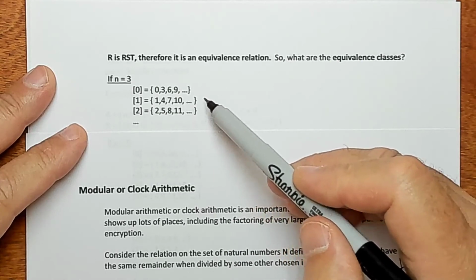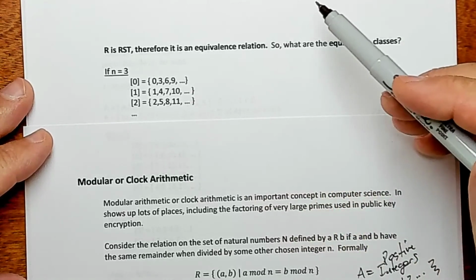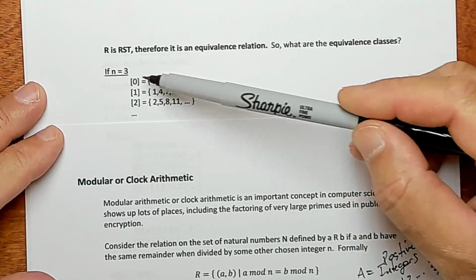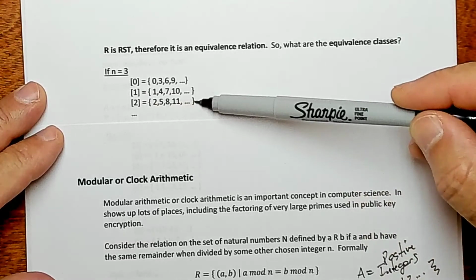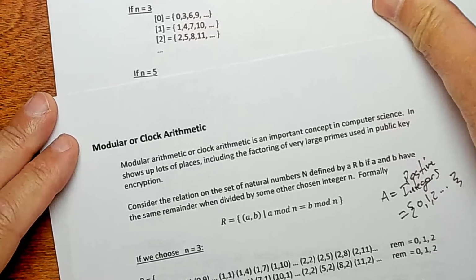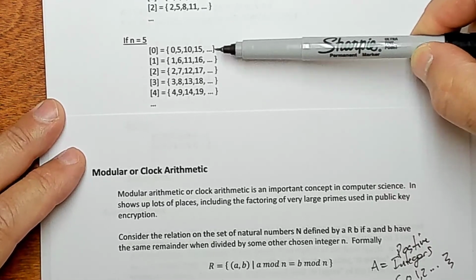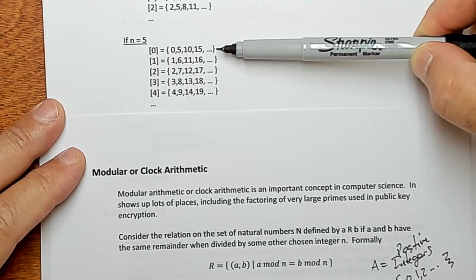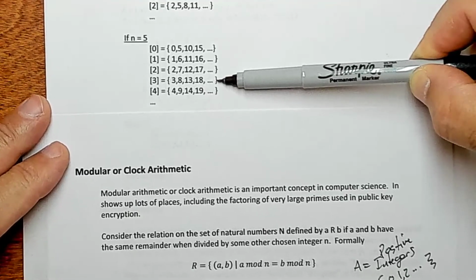Class, group, partition is kind of the same word for the same kind of stuff, right? These are all the numbers with remainder 0. These are all the numbers with remainder 1. And these are all the numbers with remainder 2 when you mod by 3. What if you modded by 5? You'd get this, right? These would be the equivalence classes. These are all the numbers that have the same remainder 0 when you mod by 5. And these are all the numbers that have remainder 3 when you mod by 5.